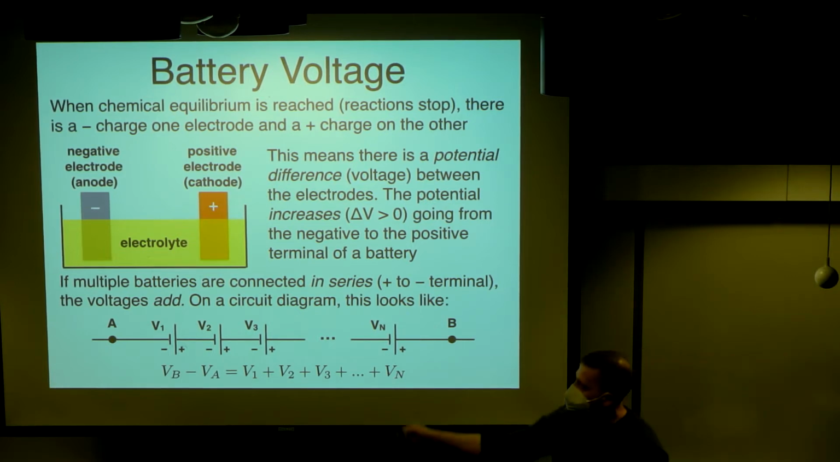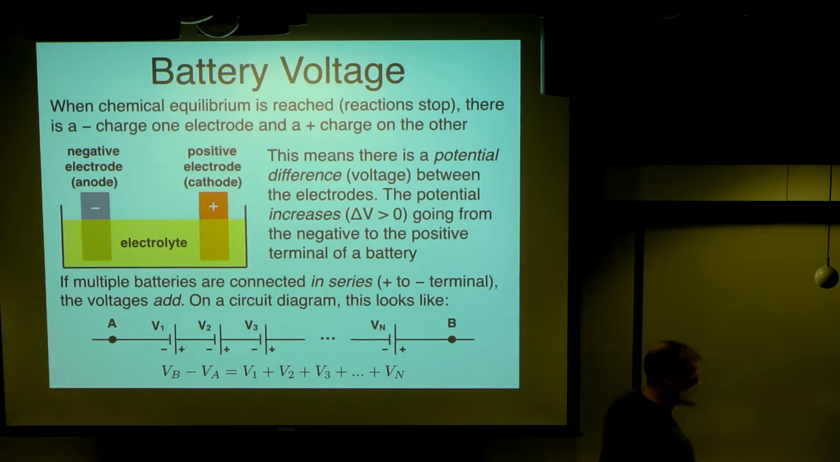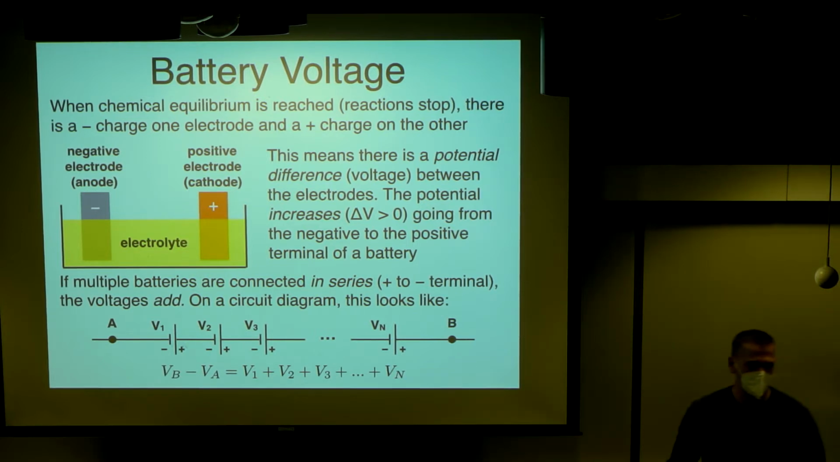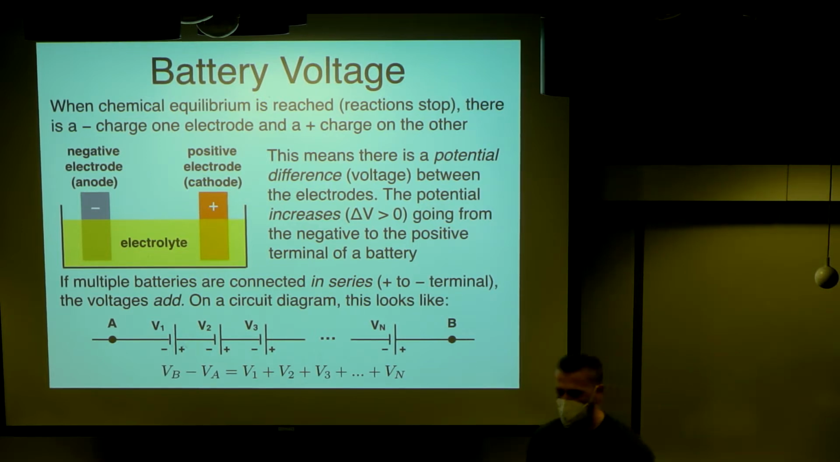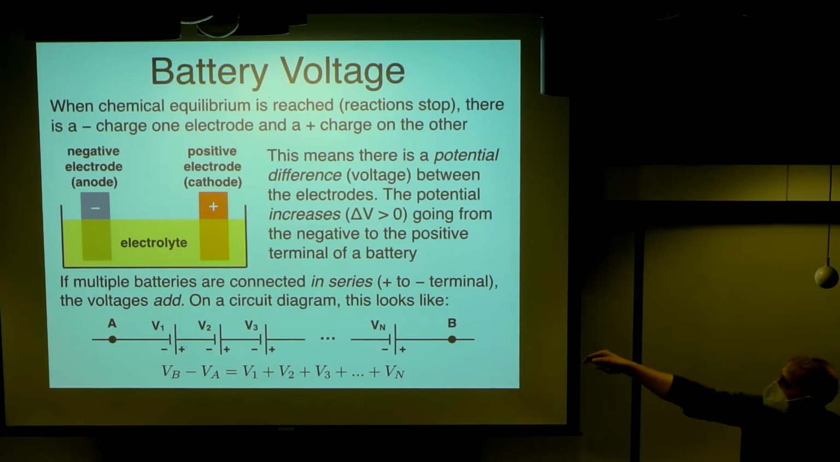So again, here's what's going on. You have these two electrodes. You put them in this solution, which we call an electrolyte, and all kinds of chemical reactions are happening when you put the electrodes in the electrolyte solution. But at a certain point, you reach what's called chemical equilibrium, where the reactions stop. Okay? And once that happens, as we said before, you have a negative charge on one of these electrodes and a positive charge on the other.